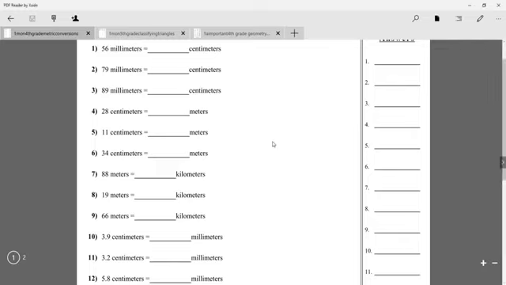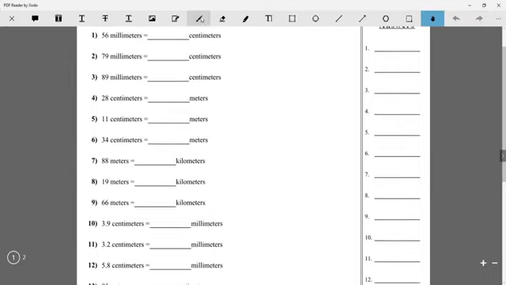Okay, today we are going to go over a little bit of conversions. Now, these are specifically metric conversions, which is nice because metric conversions are all based on 10, which means that all we're going to be doing is basically moving the decimal around. And I'll show you exactly what that means in a little bit.